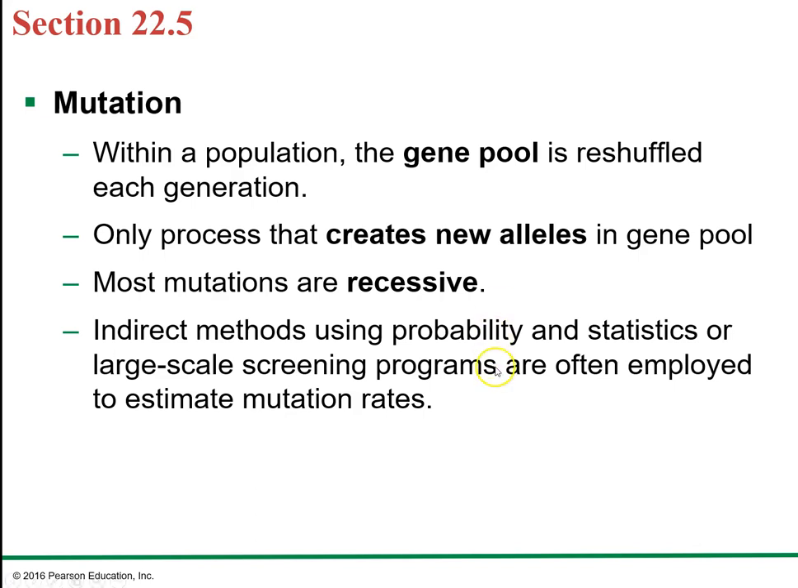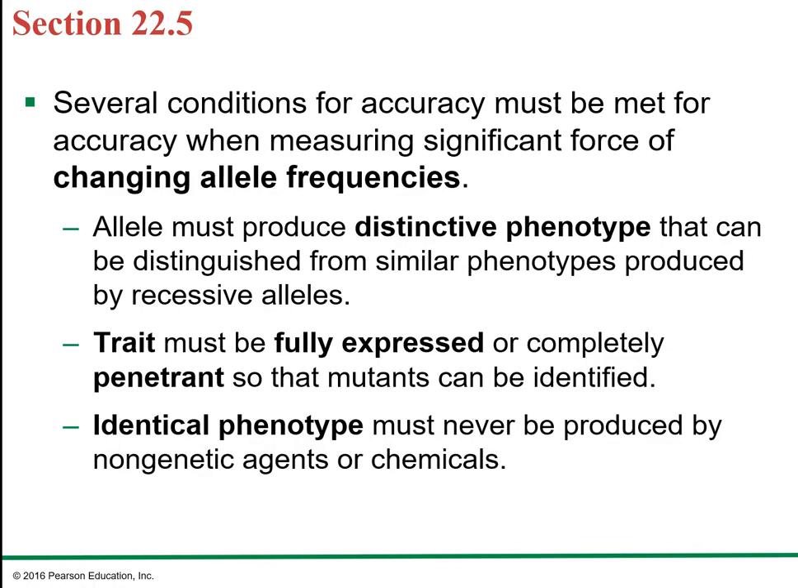Basically there are methods, calculations and statistics that we can use to estimate mutation rates. You can imagine this is particularly useful when you're talking about genetic diseases. You want to know what the probability or chance is that these mutation rates might lead to an increased frequency of a certain disease. Here it says several conditions for accuracy must be met when measuring the force of changing allele frequencies, okay?